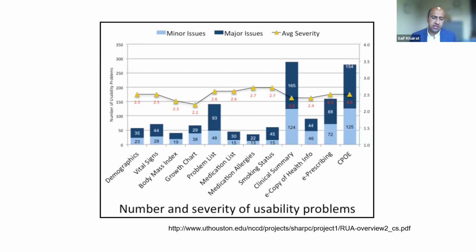When asked about the number and the severity of usability problems, you can see that clinical summary and CPOEs, computerized provider order entry systems, had the highest amount of usability issues. You can also see that the major issues are also within those two, in addition to problem list. But also looking at this figure, you see that almost every single aspect of the EHR has some sort of usability concern or issue, whether it's minor or major. And so that tells us that there's not just one area of the EHR that needs to be heavily revamped and redesigned, but it's more of a comprehensive revamp of the whole interface design, both for design and for functionality.